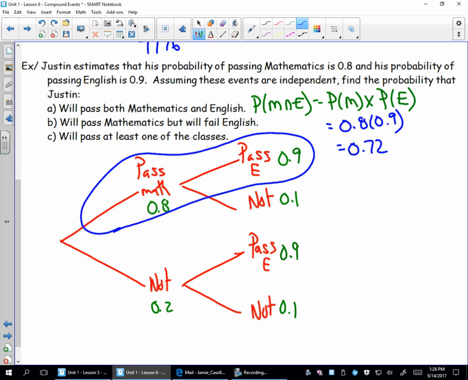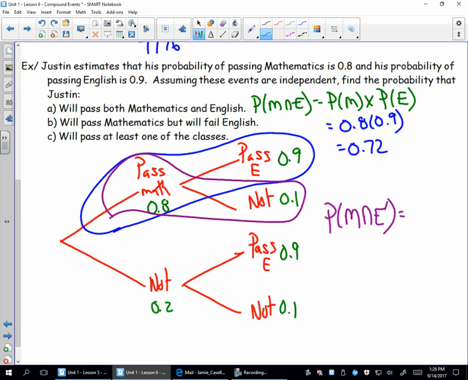Okay, pass math but fail English. I'm going to put that one down here. Math, but fail English, in other words, not get English. Again, I can follow the branch of my tree diagram. So I want to pass math, but then not pass English. So I'm going to multiply 0.8 times 0.1, which is 0.08.